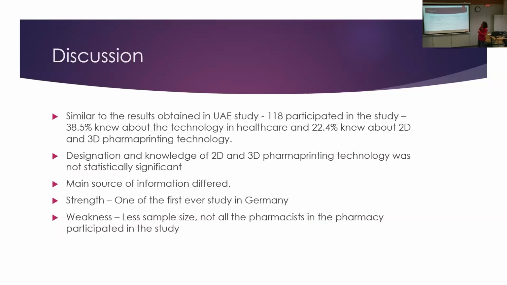In the UAE study, just 22% knew about 2D and 3D technology in the pharmaceutical industry, whereas in my study it was 16%. So it was almost similar. They also found that designation and knowledge of this technology was not statistically significant, and that was also the case in my study. The main source of information in the UAE study was social networking and scientific conferences, whereas in my study it was scientific journals and magazines.